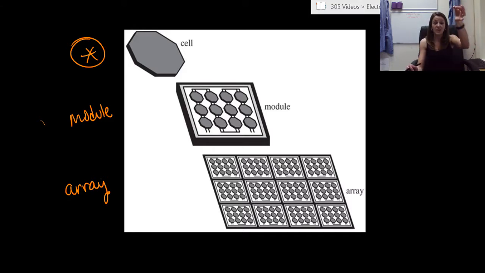So you start off with a single photovoltaic cell, right? So you're converting light energy to electrical energy. Then you hook a bunch of photovoltaic cells together to create a module. Then you take your module and put a bunch of modules together to create an array. Your array is what you put outside, okay? Let's look at 2 examples here.